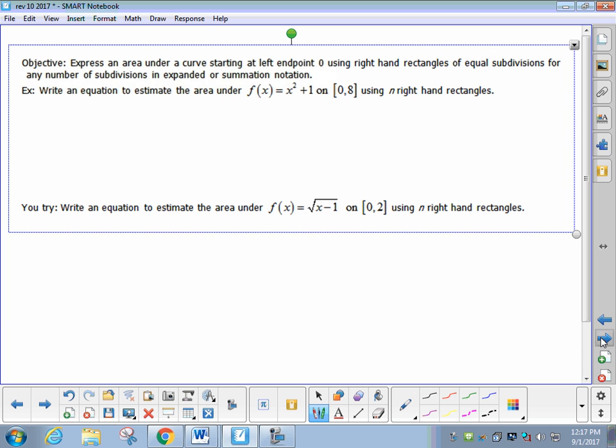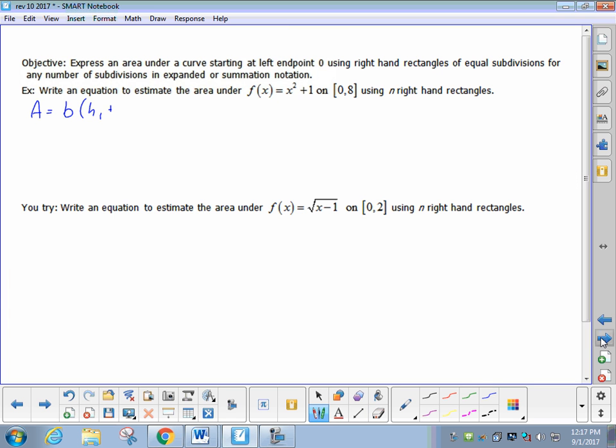Gosh, let's start here. We were saying that when you use equal subdivisions, it's this, yeah? How many rectangles here? Height 1, height 2 through height n. All right. Let's go a little bit further. The base comes from some change in x. How do you determine the width of each rectangle?